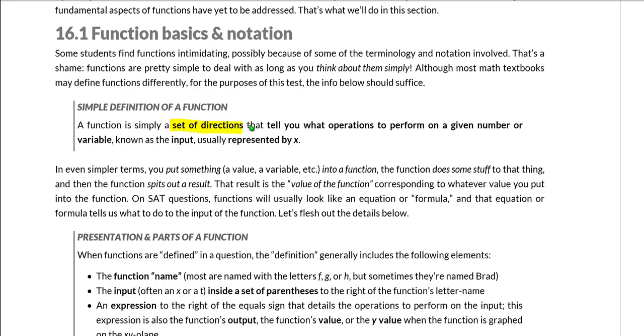A function is simply a set of directions that tells you what operations to perform on a given number or a variable. We call that number or variable the input, and we usually represent that input by an x. So again, something goes into a function, the function itself does something to the thing that we put in, and then a result comes out.